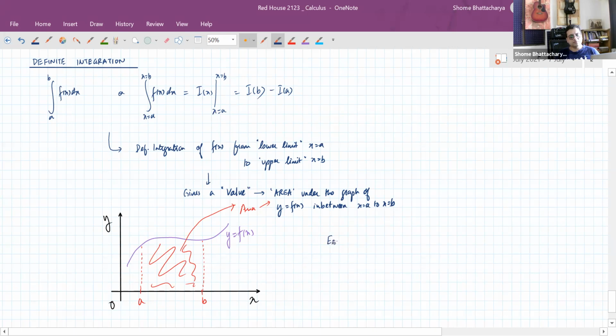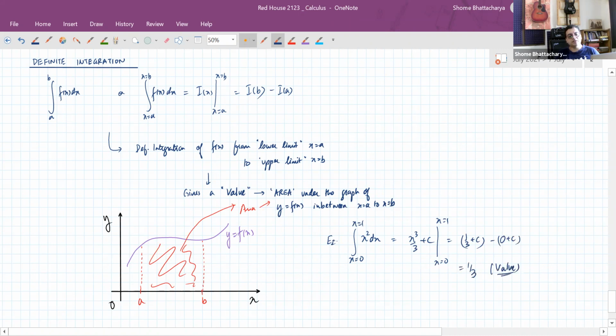So as a very simple example, integration of x square from x equal to 0 to x equal to 1. First thing we need to do is calculate the antiderivative, which is x cubed by 3. And then on that we need to put the limits 0 to 1. So the upper limit will become 1 by 3 plus c. The lower limit will become just c. So c cancels out and we get a definite value.